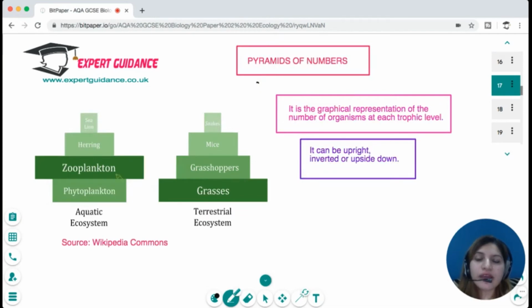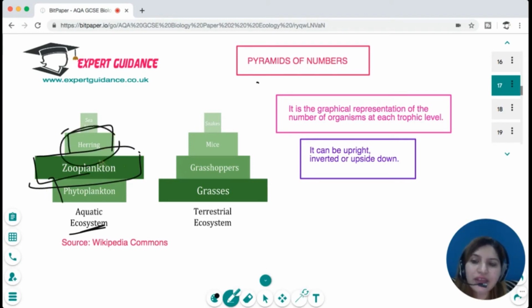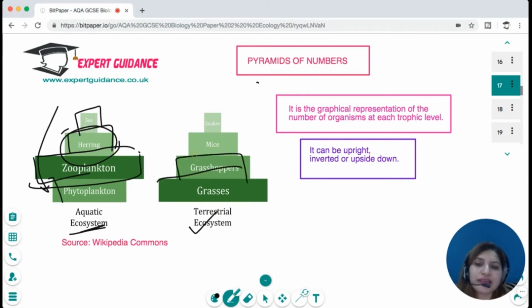Okay, now rather than doing the biomass, we can do the numbers. Then we can get either an upright graph or a bell-shaped pyramid. So in the aquatic ecosystem, a few plants support a great population of zooplankton, and this great population of zooplankton is enough for a small population of herring, and this herring can only support one sea organism. So in this way, we get a different shape. But in the terrestrial ecosystem, a large number of grubs are food for just a few grasshoppers, and these few grasshoppers can be eaten by a few mice, and just one snake can eat all of them. Okay, so it can be upright, inverted, or upside down.